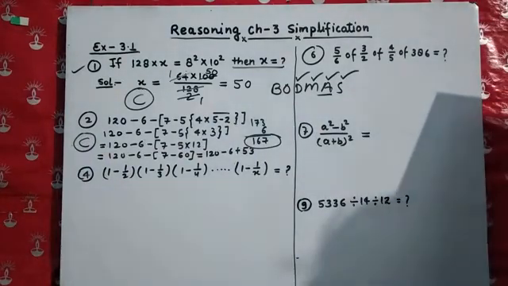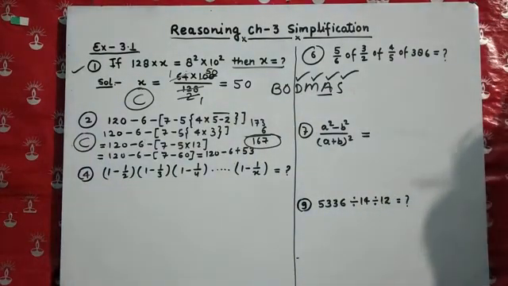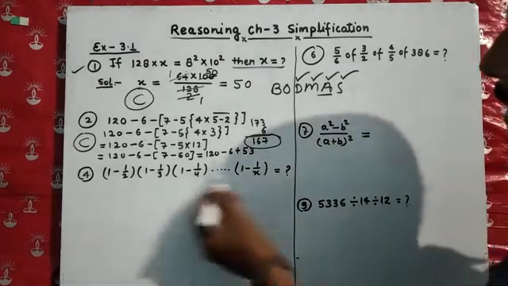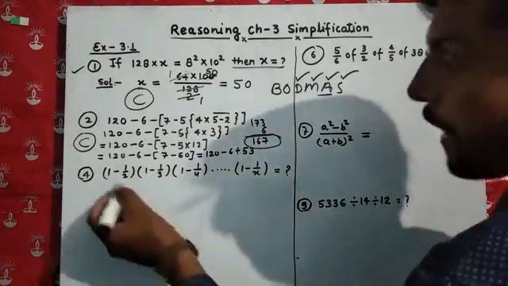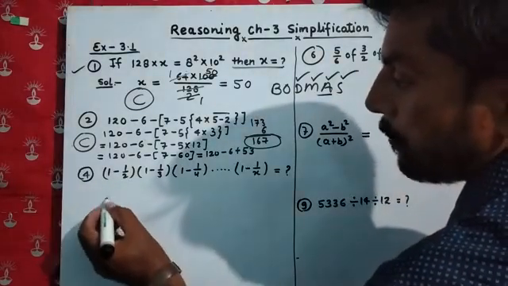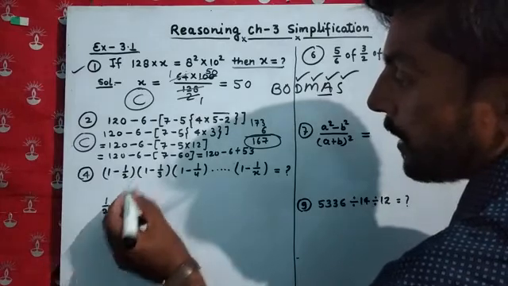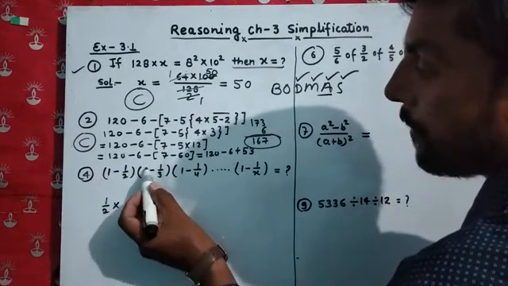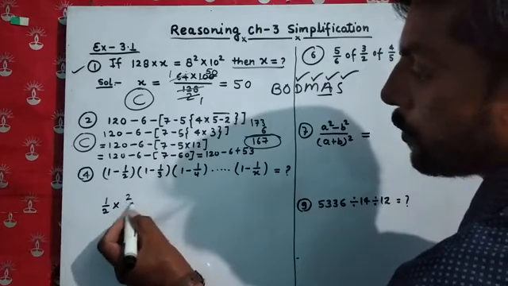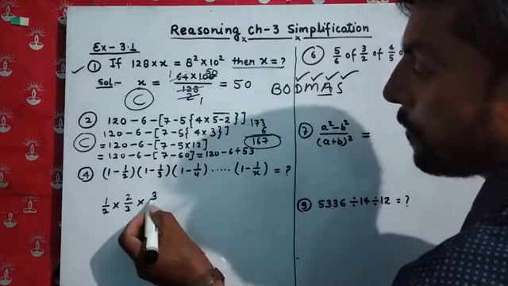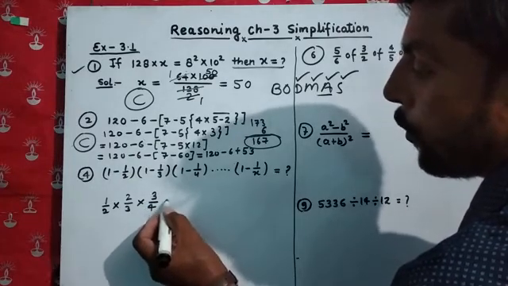Now question number 3 is also based on the BODMAS rule. It's a quite simple question, so I am going to question number 4, which is written on the board. We have to simplify this. 1 minus half means it becomes half. Then the bracket means multiply. 1 minus 1 by 3, that means 3 minus 1 over 3, so it becomes 2 by 3. The next step becomes 4 minus 1 over 4, so it becomes 3 by 4, and so on.